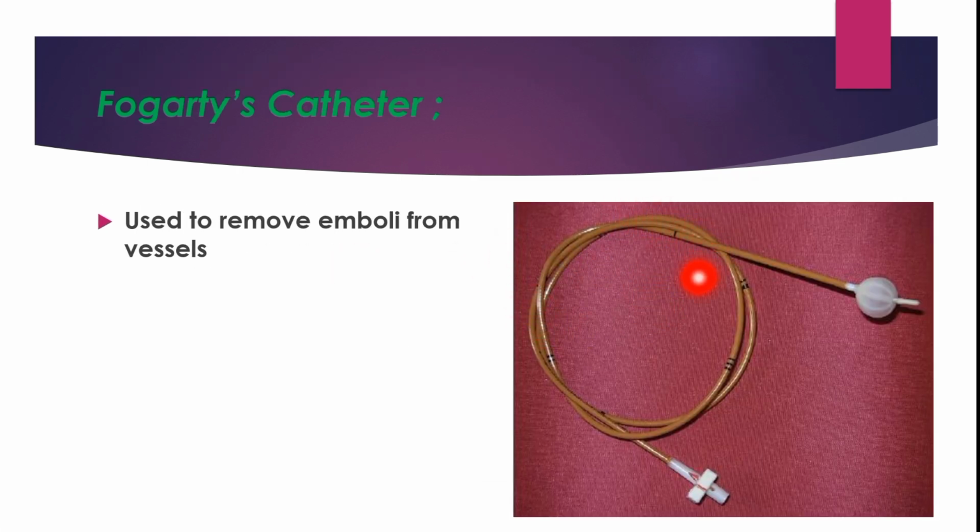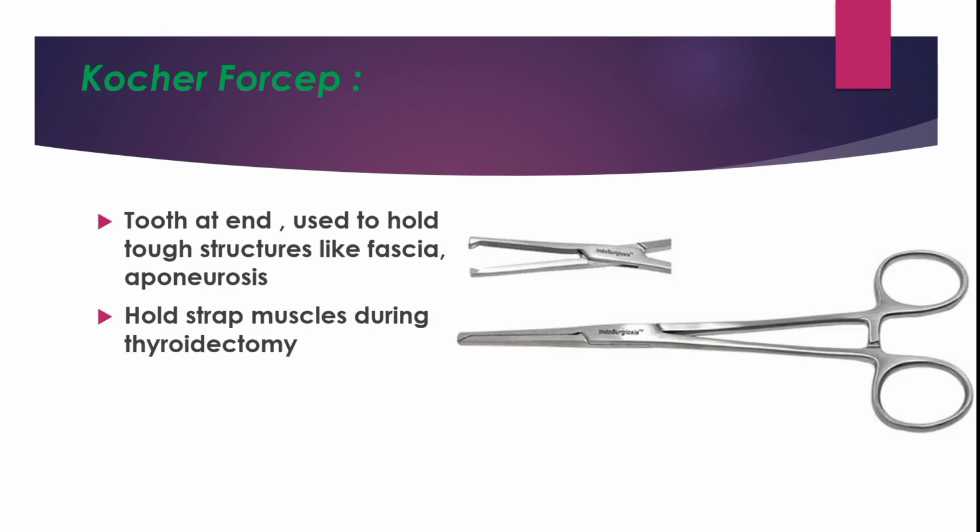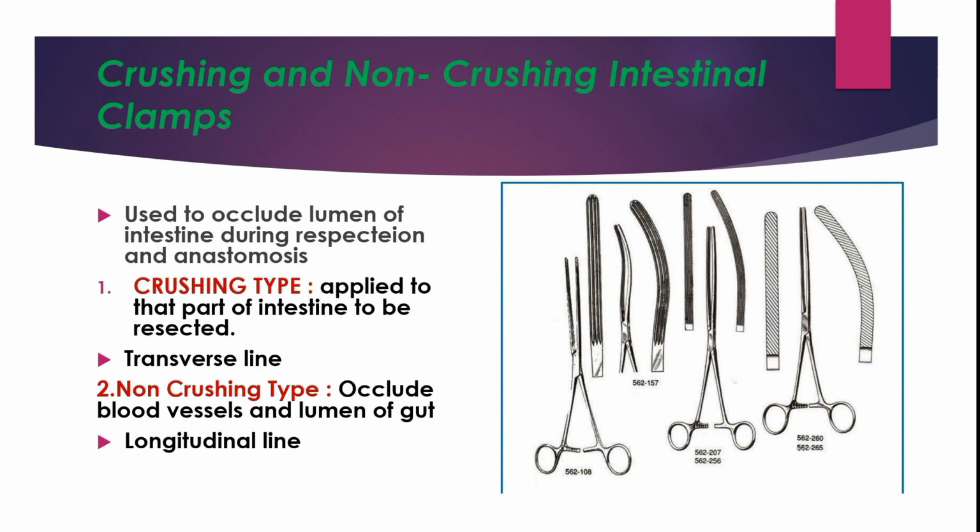This one is a Fogarty catheter, and it is used to remove emboli from the blood vessel, and it is used in the case of DVT, etc. And this one is a Kocher forceps, and the Kocher forceps has a tooth at the end, and it is used to hold tough structures like fascia, epineurium, etc. And they are also used to hold the strap muscles of the neck during thyroidectomy.